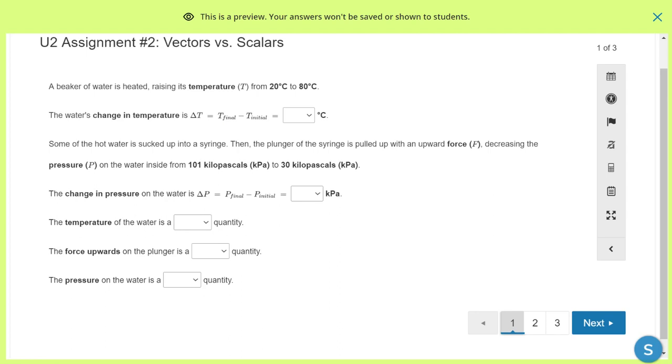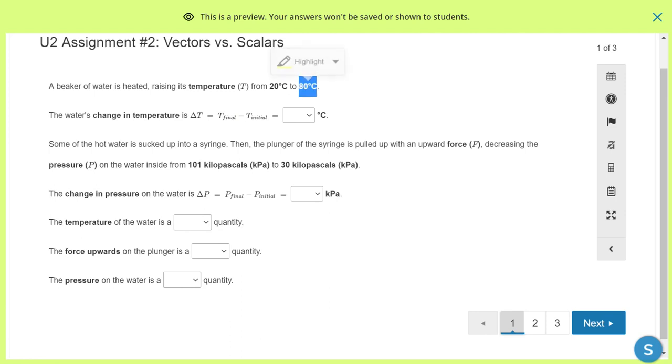So all I have to do is take the final temperature minus the initial temperature to figure out the temperature change. If it's positive, that means the temperature has increased. If it comes out negative, that means the temperature has decreased. It all depends on whether the initial measurement was bigger or smaller than the final measurement. So in this case, our final measurement is the 80 degrees Celsius.